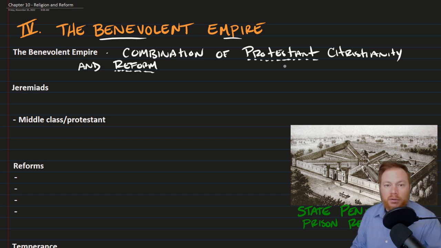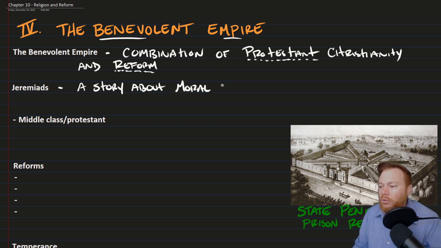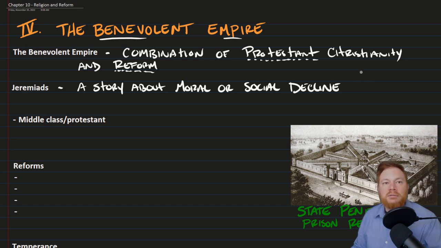During the antebellum period, when all of these changes were taking place, a very popular sermon or religious narrative coming from Protestant communities was the Jeremiad. And the Jeremiad is sort of a story about either moral or social decline, right? The idea that everything is becoming worse, and that if one does not act or do anything about it, society is going to devolve into sin and chaos.